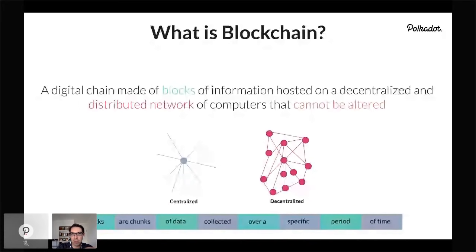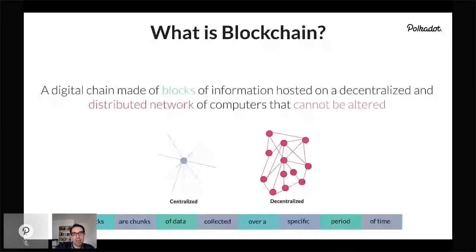Each chunk of data is usually data associated with a particular time period, like what's happened over the last 10 minutes, connected in a chain and distributed among many different computers. There's no centralized spot where the blockchain lives. There are many computers all adding on to this chain, and it cannot be altered once all of these computers agree on what the next block is.